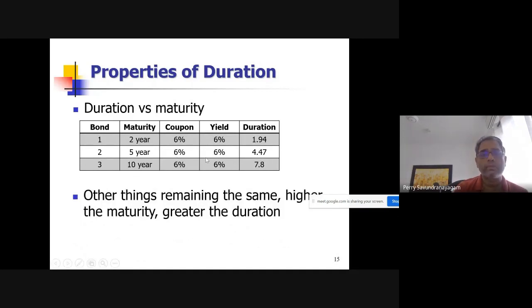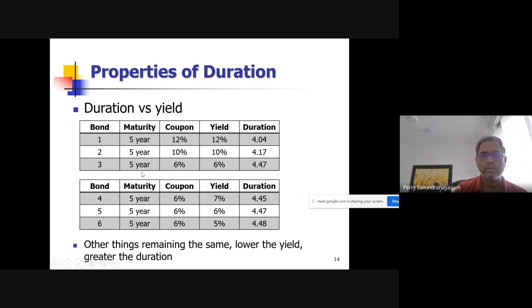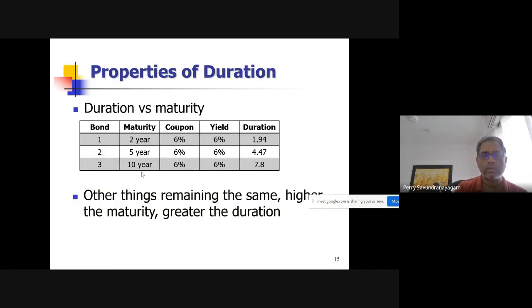So let's look at this one. We have the same scenario here. We have a 2-year one with a 6-month coupon, 6% coupon, 6% yield. The duration on it is 1.94. Then the 10-year one, the last one, 6% yield, duration is 7.8. Do you all agree with that?